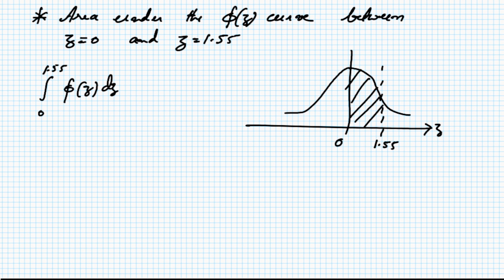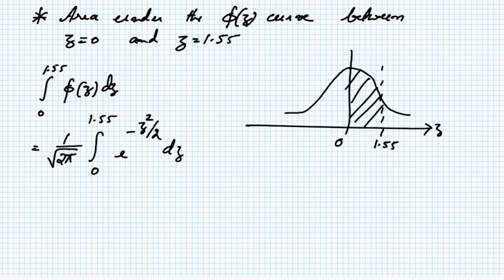But phi of z is not so straightforward. If somebody wants to attempt this calculation manually, please try to attempt that. I don't suggest it, but what's that equation? It's 1 divided by root of 2 pi integral 0 to 1.55 e to the power minus of z square by 2 dz. This is what you have to solve. Mathematically, the physical meaning of the area under the phi of z between z equal to 0 to z equal to 1.55 means this. Solve this and get an answer. So this is what is asked.